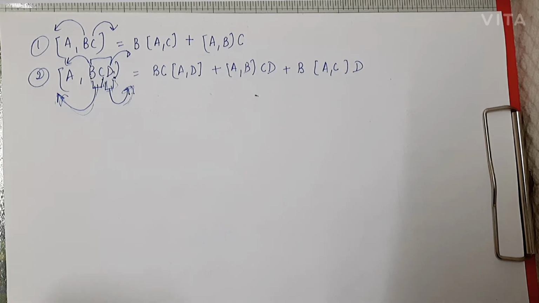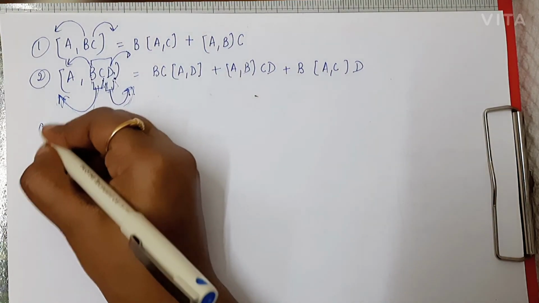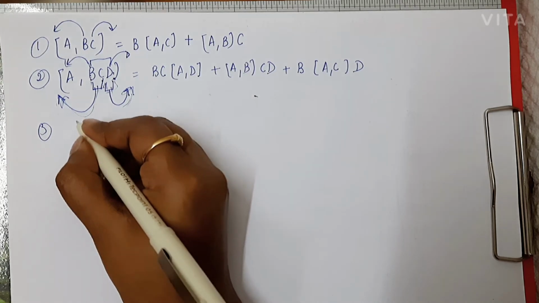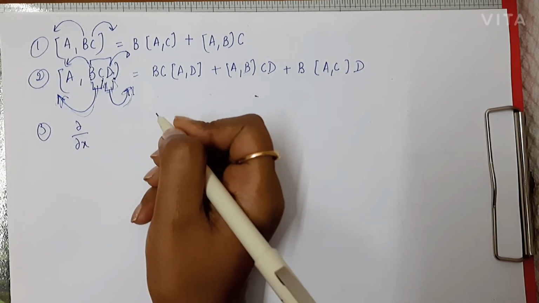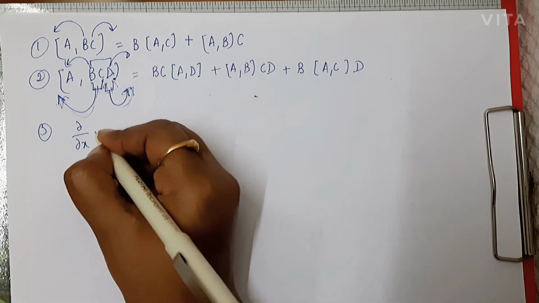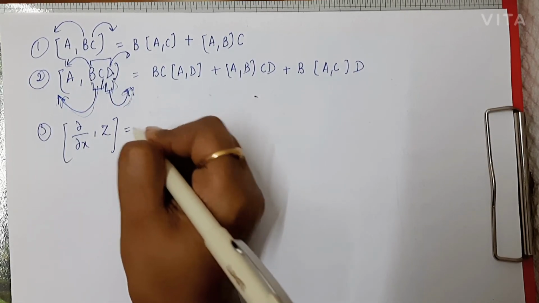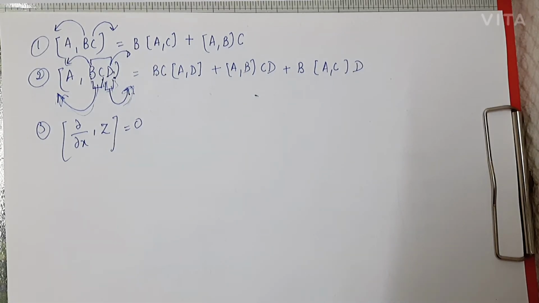Now the next property is commutation of position and partial differentiation. For example, we have partial differential operator del by del x and any of the position operators. Suppose we have z. So if we are going to commute it, the answer will be 0. This is the next property.